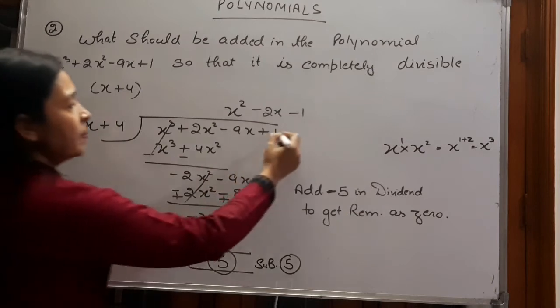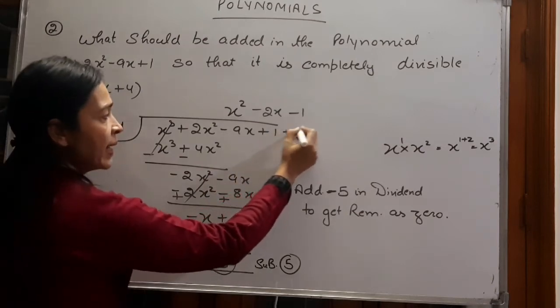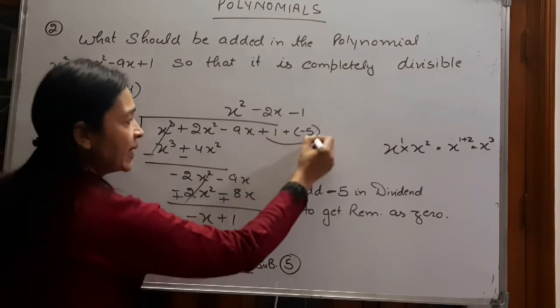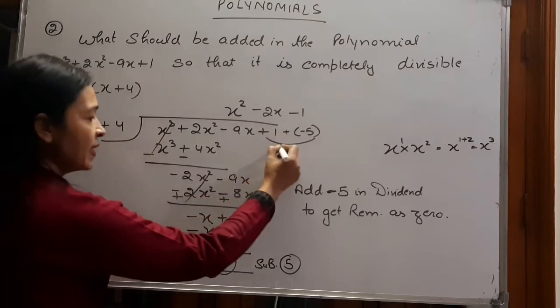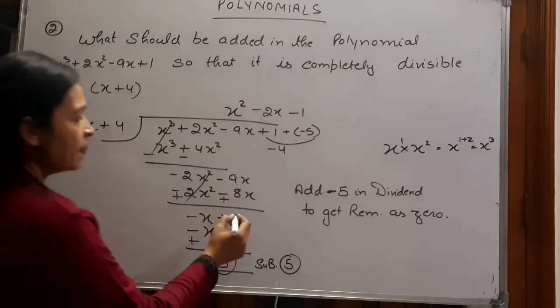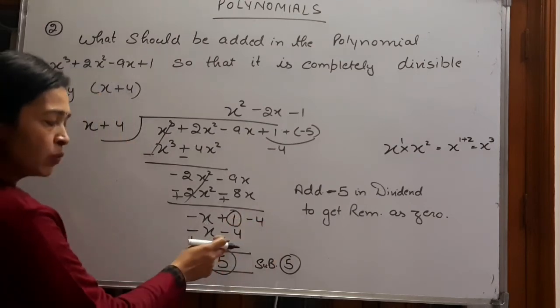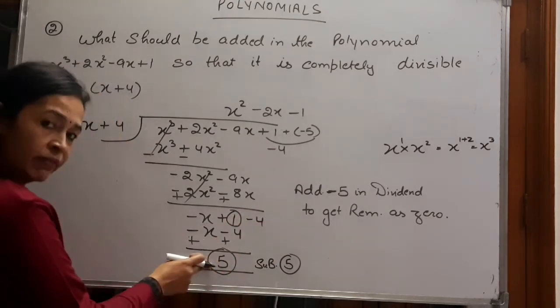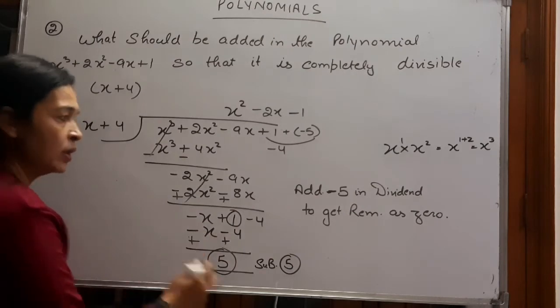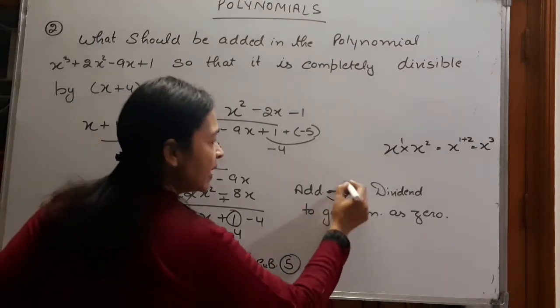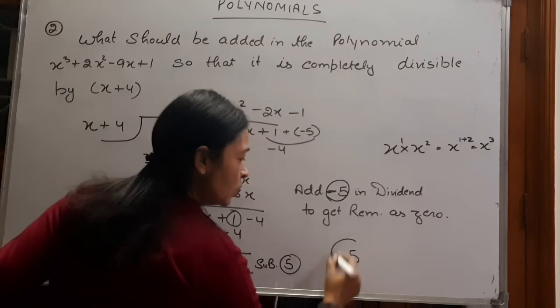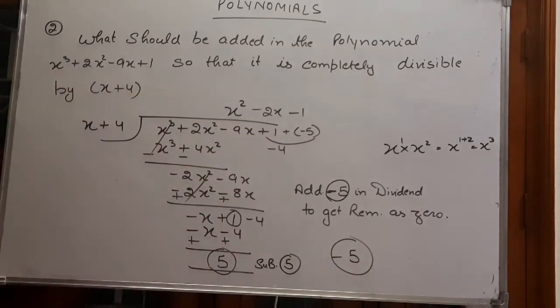Next, we add minus 5. If we add minus 5, what do we get here? 1 minus 5, we will get minus 4 in place of 1. We will take minus 4 and plus 4, and minus 4 will get cancelled and we will get 0 in the remainder. Therefore, what we will add? We will add minus 5 to get the remainder 0.